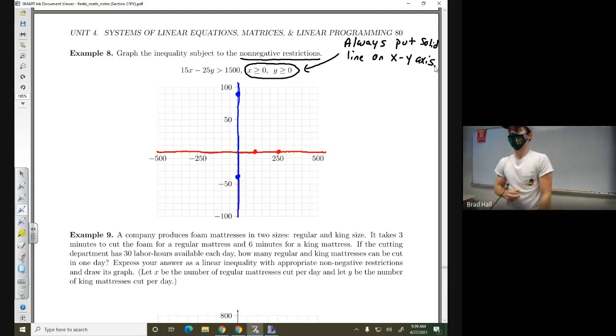These would be the non-negative restrictions applied. Anytime you see the phrase non-negative restriction, you should put solid lines on the x and y axes on your graph. If you don't put them, your problem's going to be counted wrong. And we'll see this throughout this section. This comes up quite a bit. So that takes care of 2 of these inequalities.